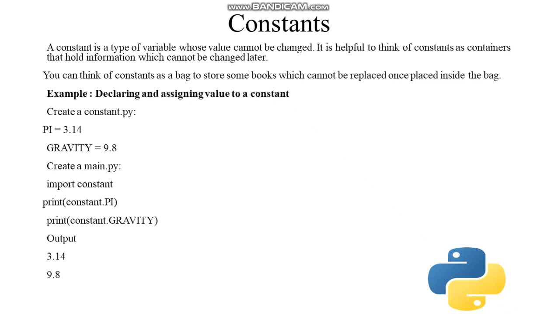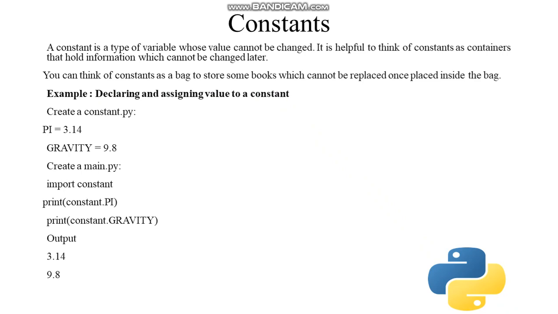Next is constant. A constant is a type of variable whose value cannot be changed. It is helpful to think of a constant as a container that holds information which cannot be changed later. You can think of a constant as a bag to store some books which cannot be replaced once placed inside the bag. For example, declaring and assigning a value to a constant.